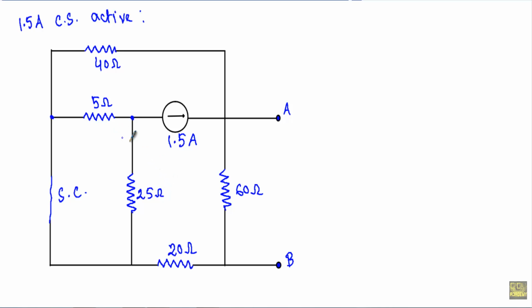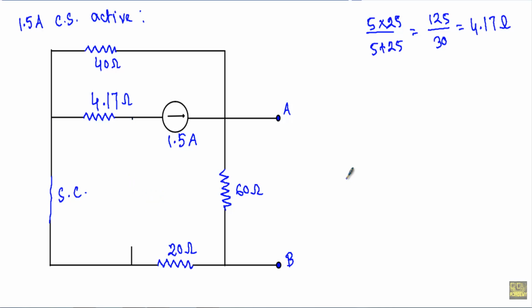Therefore I can replace them with a single resistance, and that resistance will be equal to 5 into 25 divided by 5 plus 25, which will be equal to 125 divided by 30, equal to 4.17 ohm resistor. After replacing the 5 ohm and 25 ohm resistors, because they were in parallel, I will get a circuit like this.